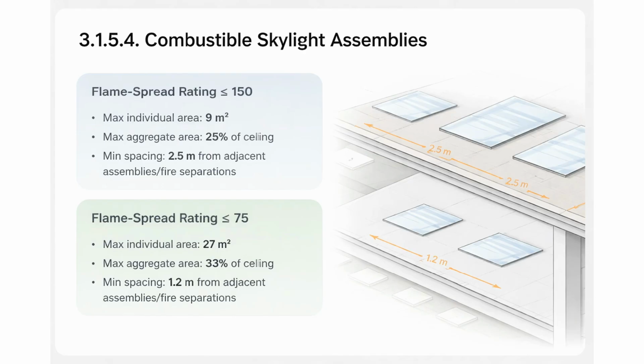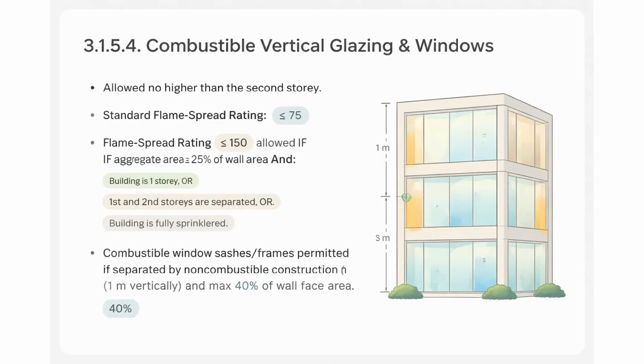apart. For vertical glazing, combustible materials are restricted to the first and second stories. Generally, they must have a flame spread rating of 75 or less. You can go up to 150 if the glazing is less than 25% of the wall area and the building is either single-story, fully sprinklered, or has proper separation between the first and second floors. Combustible window sashes and frames are also fine, provided they are separated by at least 1 meter of non-combustible construction vertically and don't take up more than 40% of the wall face.